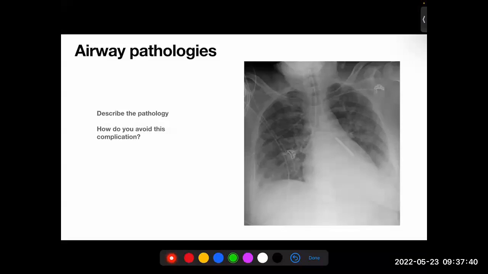Okay, let's see this. What pathology do you see in this patient, and how do we avoid it? So let's just do the usual ABCD. I think I've said enough. Can someone take us through this? Is this normal? Are you seeing that? That looks normal to me, yes.